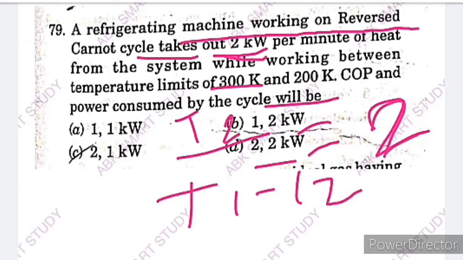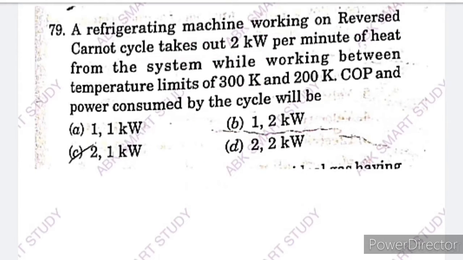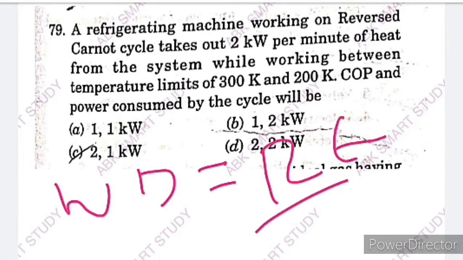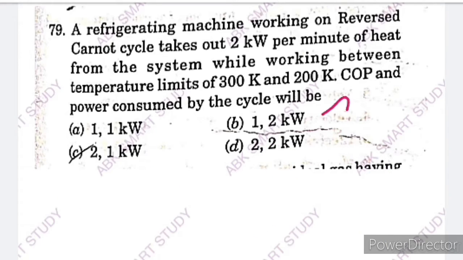And power consumed. So work done, we know work done is equal to refrigerating effect upon COP. Here refrigerating effect is equal to 2 and COP is equal to 2. So 2 by 2 is equal to 1 kilowatt. So power consumed is 1 kilowatt and COP is equal to 2.